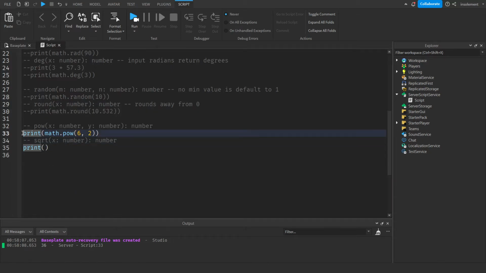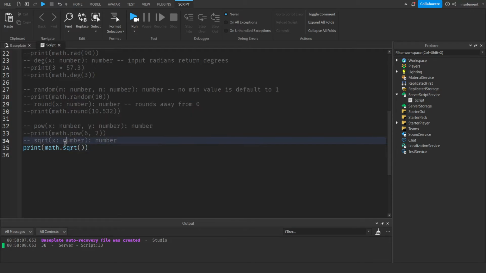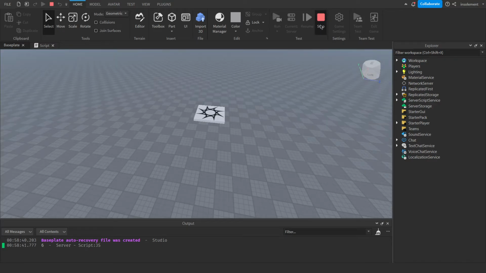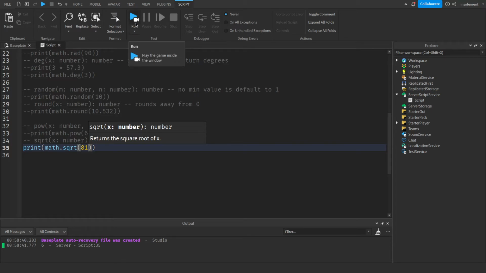That's when we use square root, right? So math.sqrt, and what square root is, it's basically pow, but it only does numbers that are powered by 2. So like 36, it would return to us 6, because 6 times 6 is 36. If you square root it, it's 6, right? Another number would be 81, because 9 times 9 is 81. Square root it, returns to us 9.